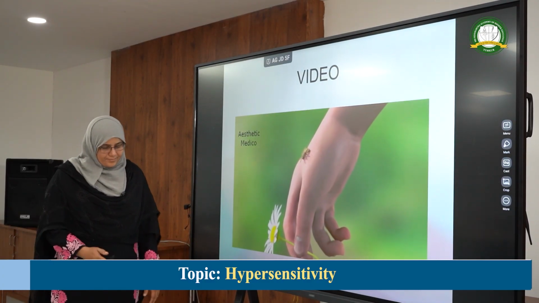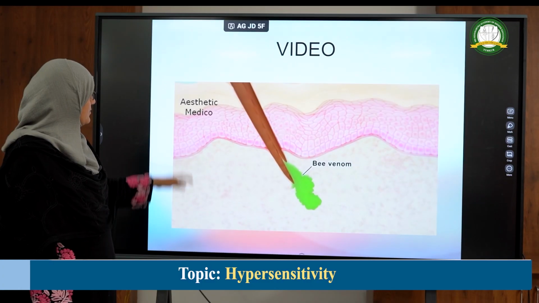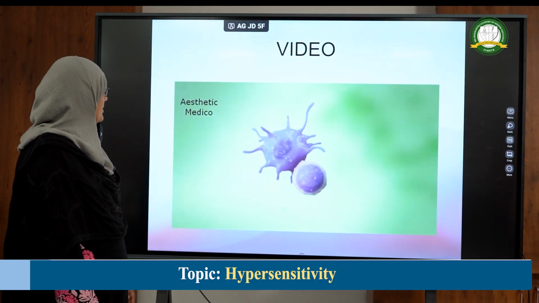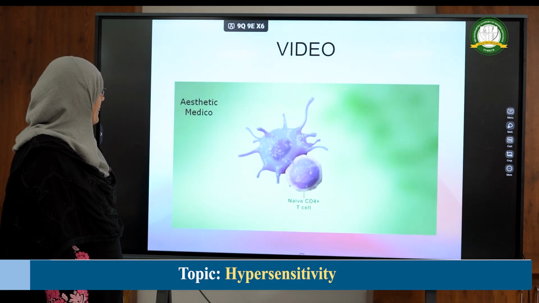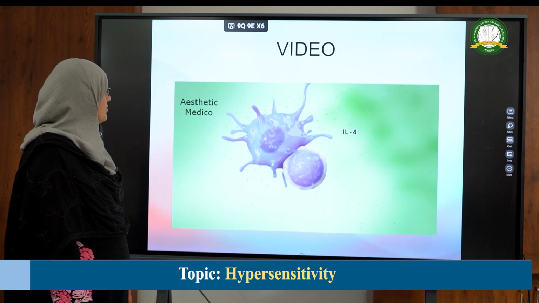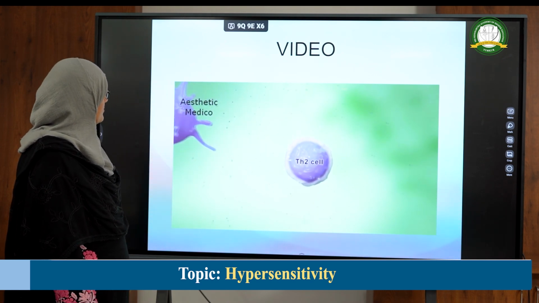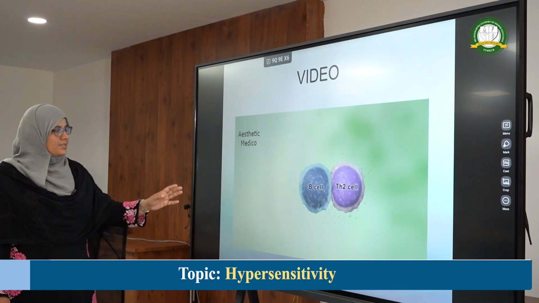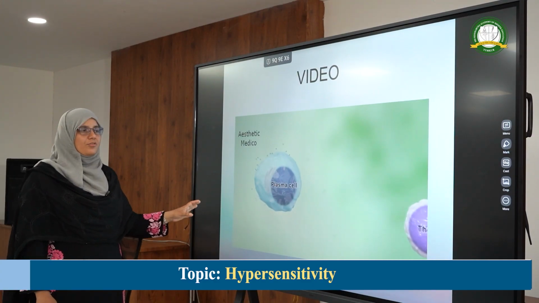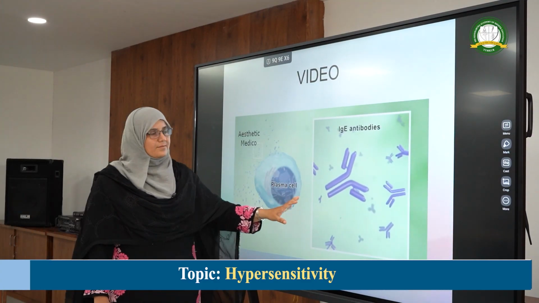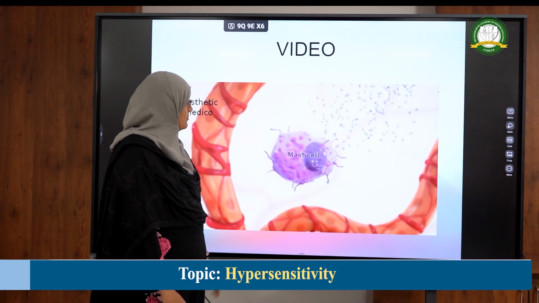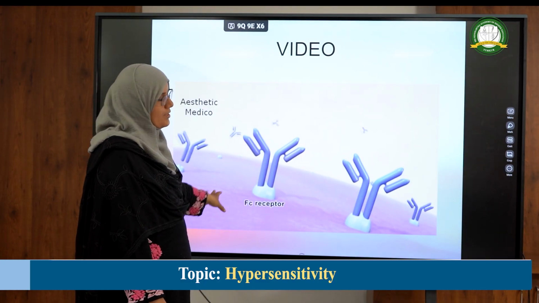So this is a video demo where you see an insect bite, the bee venom ingestion, and how the allergen goes and is taken up by this dendritic cell. This is the naive CD4 T cell. There is activation of this type 2 helper cell, which stimulates this B cell. There is class switching in B cell and there is abundant production of IgE antibodies. These IgE antibodies go and bind to the Fc receptors present on the surface of mast cells.